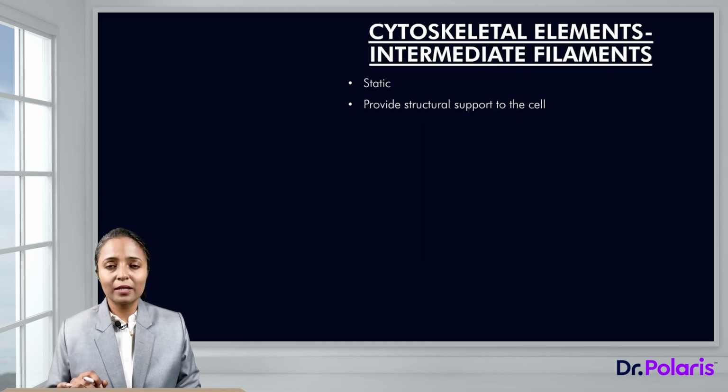The next type of cytoskeleton filament is intermediate filament, and this is a kind of stable cytoskeletal filament. It is static, doesn't change much, unlike microtubules and microfilaments, and it provides structural support to the cells.